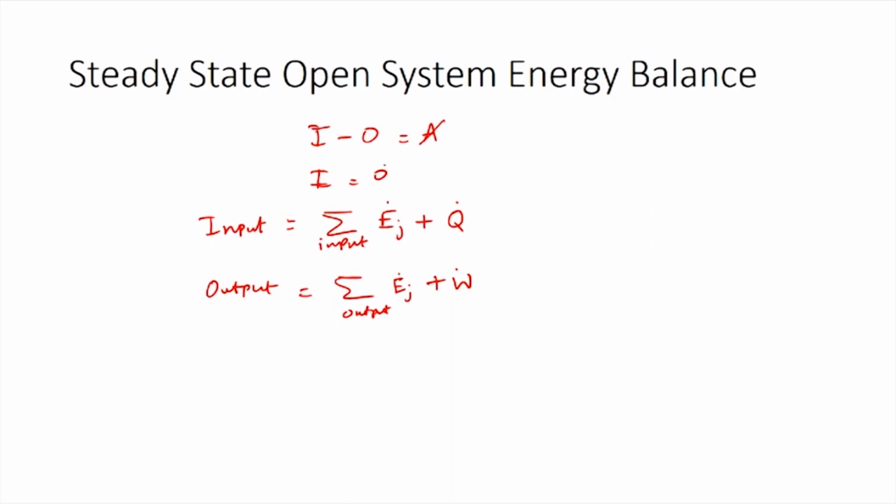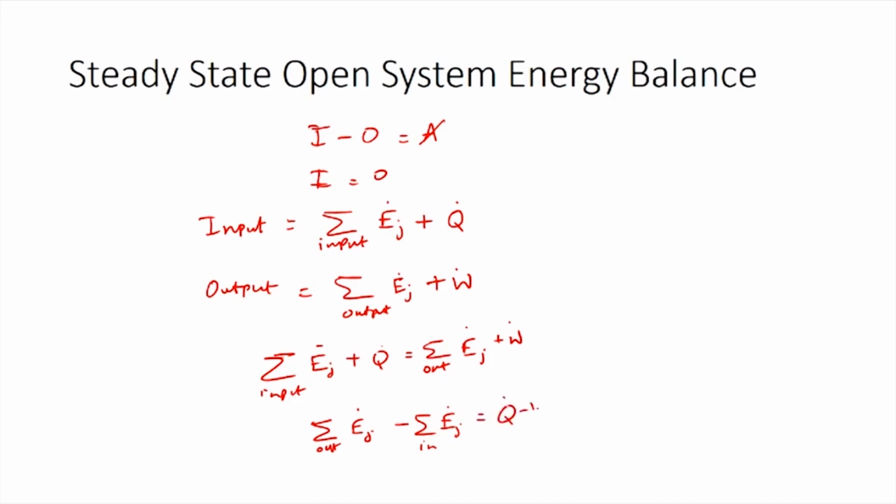Substituting these two values in the equation we had, basically saying input equals output, we would get sigma input of Ej dot plus Q dot equals sigma output of Ej dot plus W dot. So, this equation then becomes sigma output of Ej dot minus sigma input of Ej dot equals Q dot minus W dot.